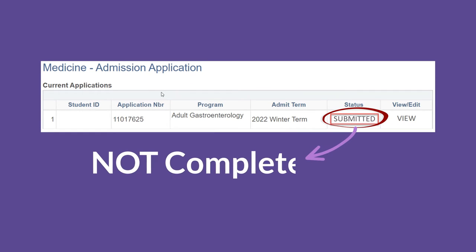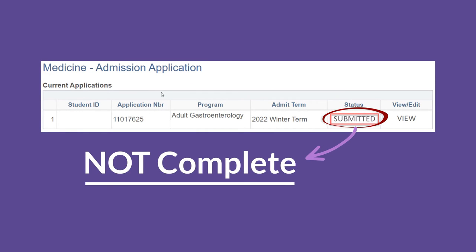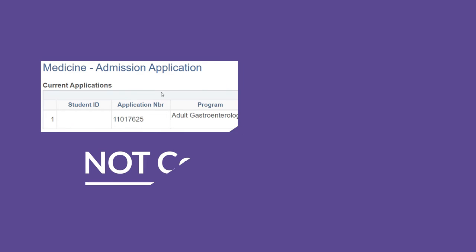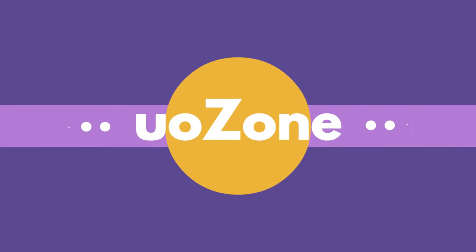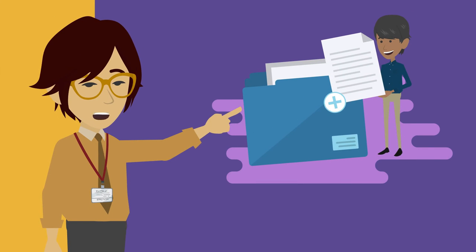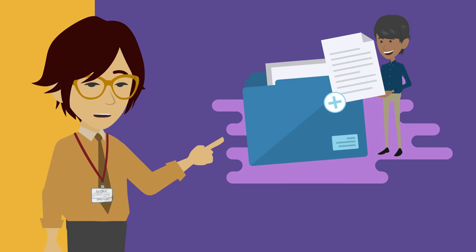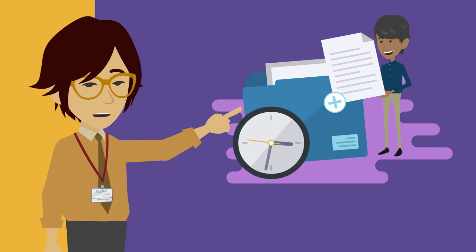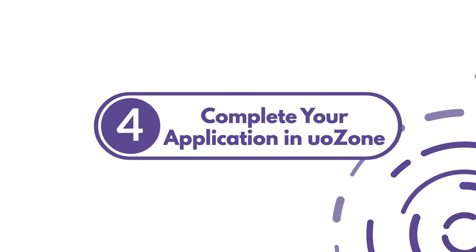However, it is important to note that your application is not complete at this point. The application process must be completed in UO Zone. If you want to apply to multiple programs at uOttawa, it is most efficient to do so later in the application process. 4. Complete your application in UO Zone.